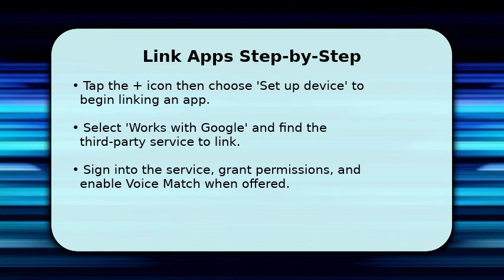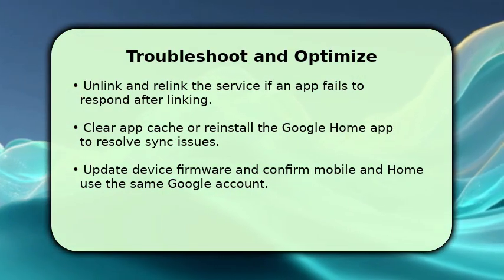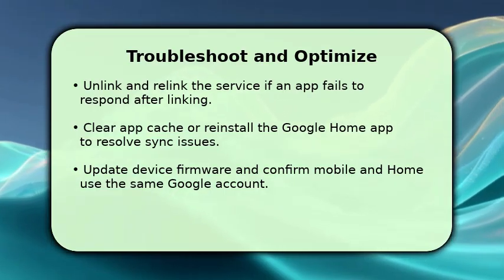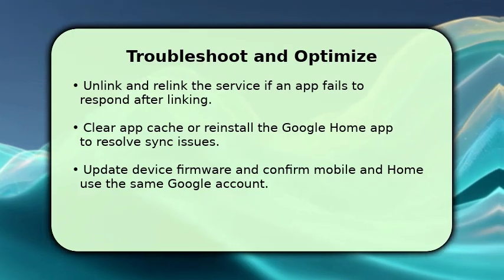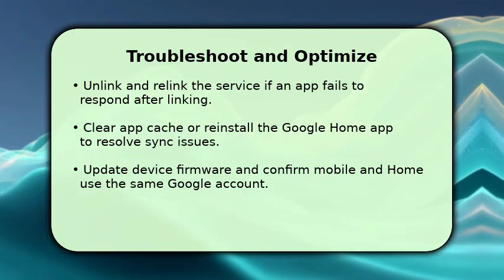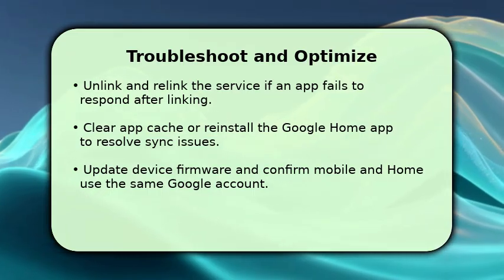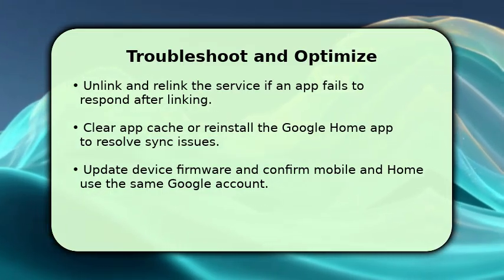If an app fails to respond after linking, unlink and then relink the service to refresh credentials. Clear the Google Home app cache or reinstall the app if you see persistent sync errors. Confirm your phone and home device still use the same Google account for control and automation.